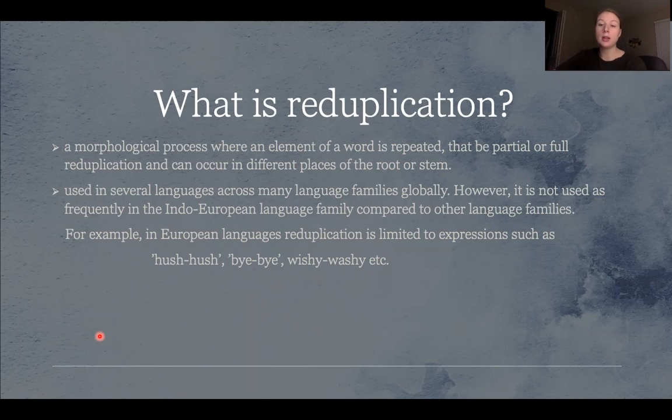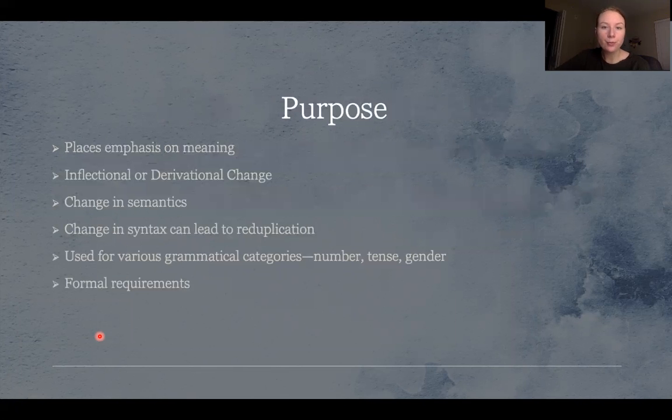So for example, in English, we have hush hush, bye bye, wishy washy, to name a few, but I'm sure I know there's a couple classmates in here that have children. I'm sure you can think of a few others. And even if you don't have kids, English has many reduplicated expressions.